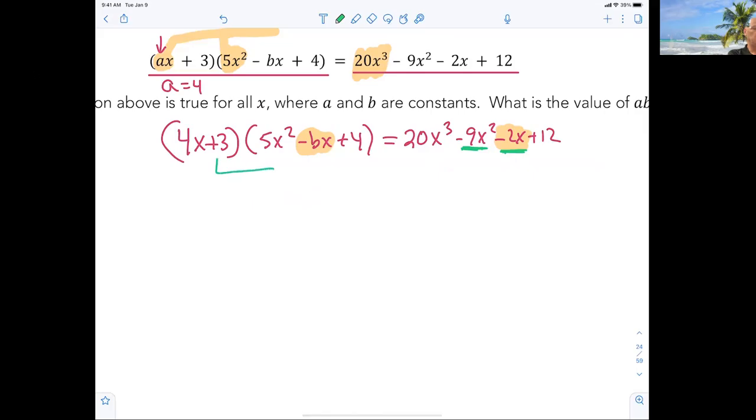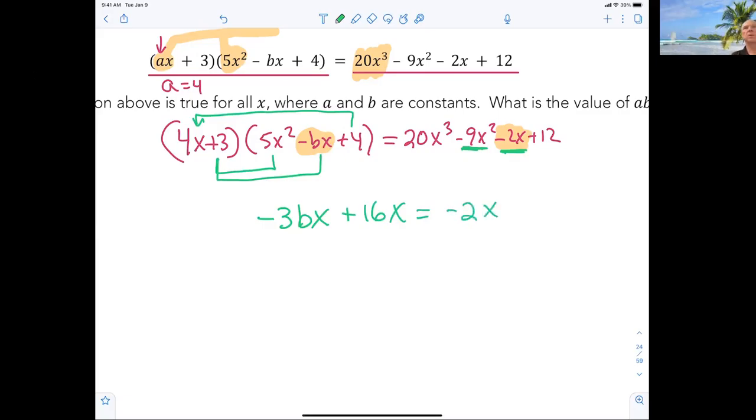3 times 5X squared is an X squared term. Do I care about the X squared? Nope. 3 times this, is that going to give me an X? So negative 3BX. Now, what's the other way I can make an X? 4 times 4X, what's that? 16X. That has to equal what? Negative 2x.